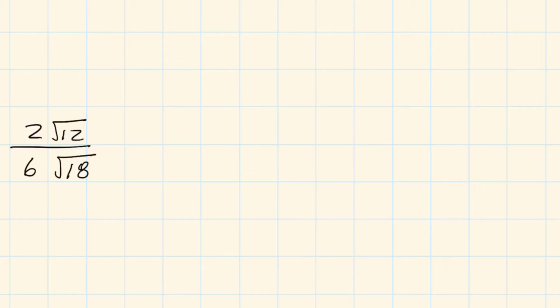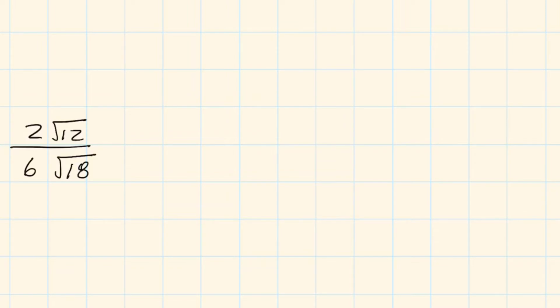2 root 12 over 6 root 18. So what happens with any of these radicals where we're simplifying them? There's always multiple ways. Anytime it's a fraction, there's always multiple ways, multiple things you could do. So what I'm going to do is solve this one twice using two different methods.